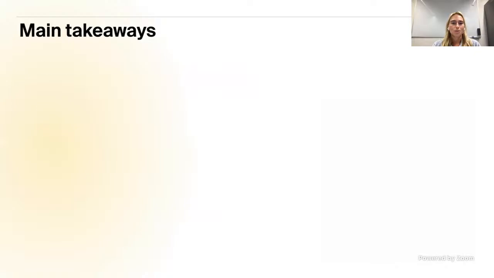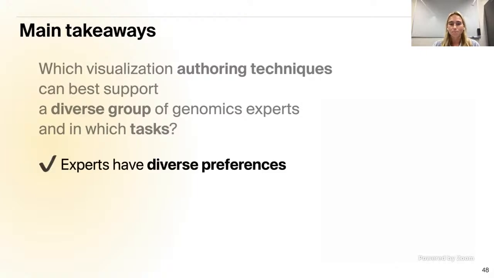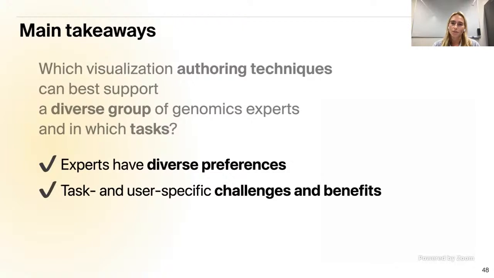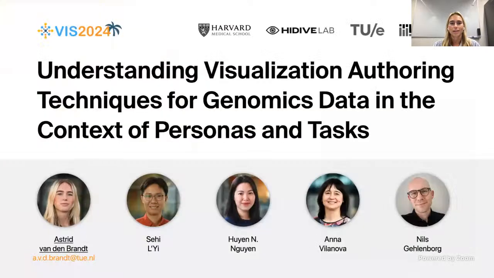So to conclude, we started with the question, how does a diverse group of authors author visualization? What are the tasks that they perform, and what are techniques that can best support them? And we understand this a little bit better now. So genomics experts author very regularly and have diverse ways of doing it. We have some initial understanding about the task and user-specific challenges, but we also realized that more in-depth study is still needed to get more definite conclusions.